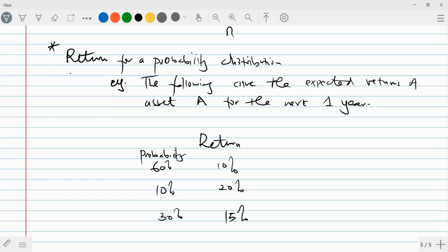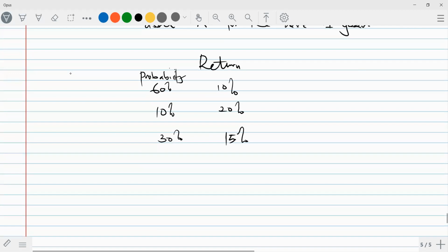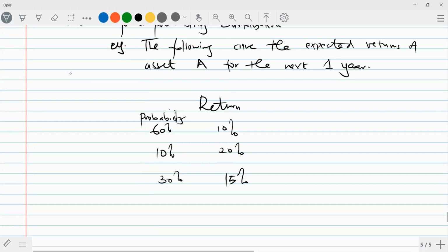And the outcomes here are 10, 20, and 15. The chance of the first outcome is 60, the second outcome 10, and the third outcome 30. If that was the case, where we have more than one set of possible outcomes, a probability distribution, the mean return of this particular asset A, the first outcome you can get is 10%.